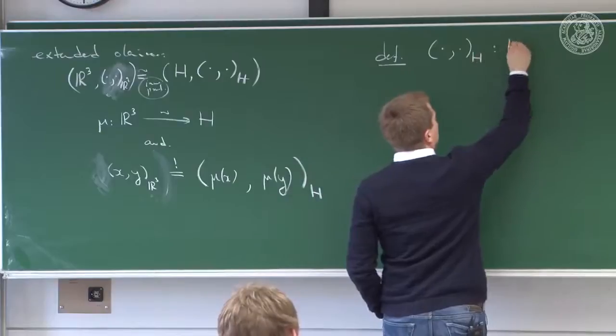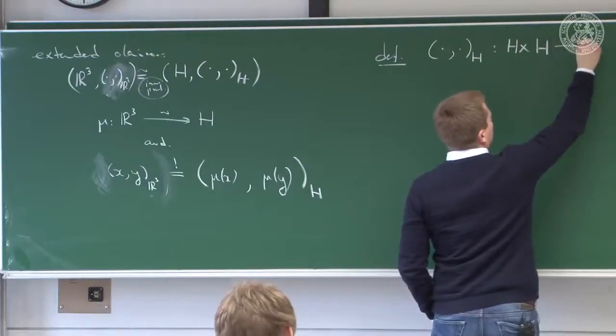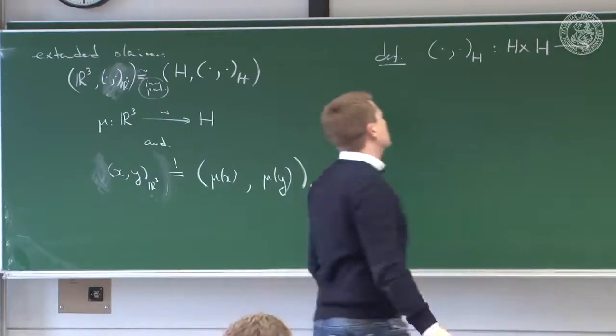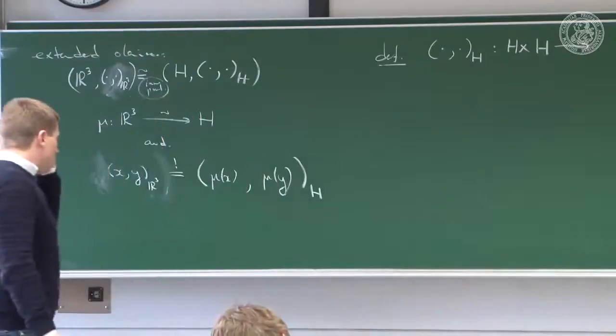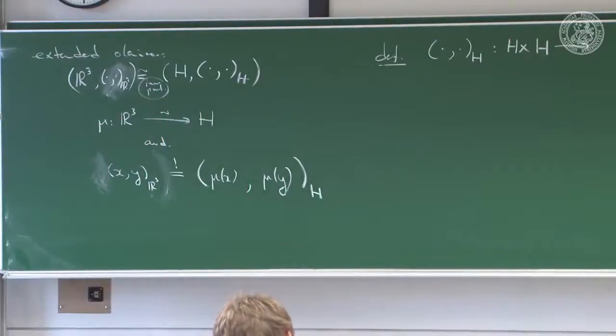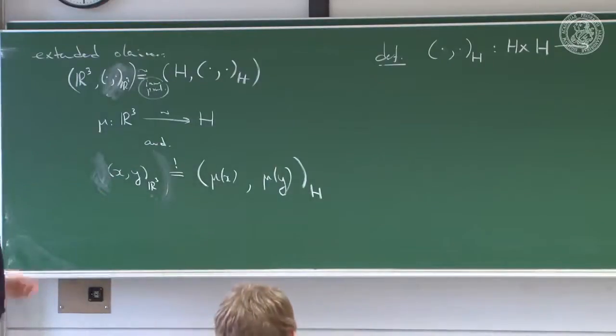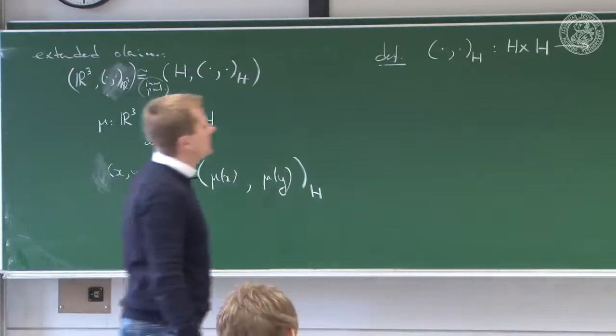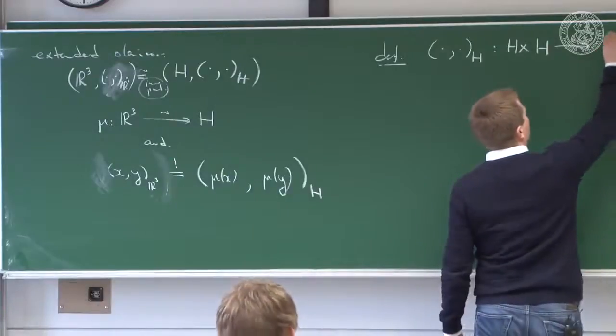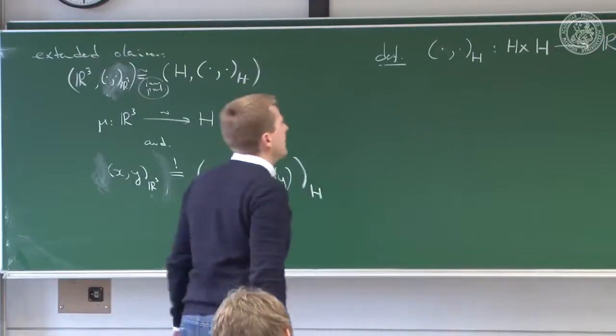So what does it do? It takes two elements of H and it produces a number. So now let's be careful. It needs to be a real inner product, because otherwise, hang on a second. Is this real valued? Well, it better be. Well, it's only under this map, but I think it's real valued. So real inner product. Yeah, otherwise, okay.